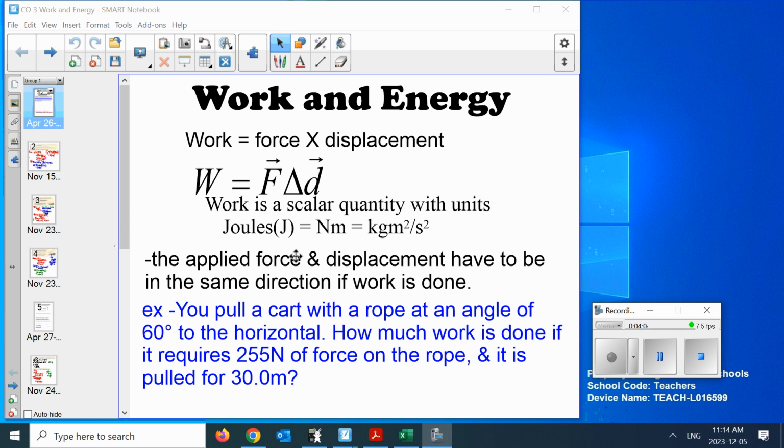The applied force and displacement have to be in the same direction if work is done. Now, here's an example of a question where work isn't done. There's energy spent, maybe, but it doesn't work. Work is force times displacement. It has to be in the same direction. Force pushing.